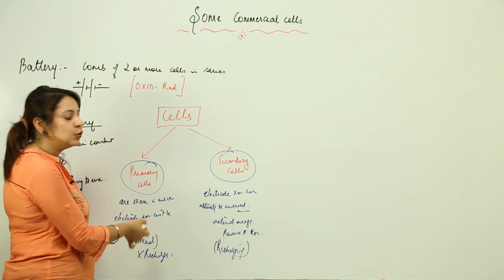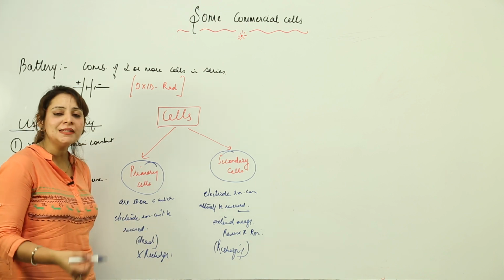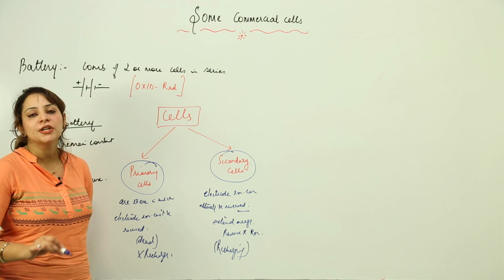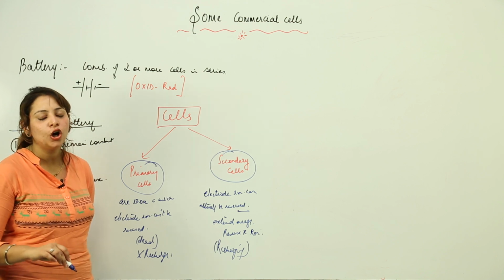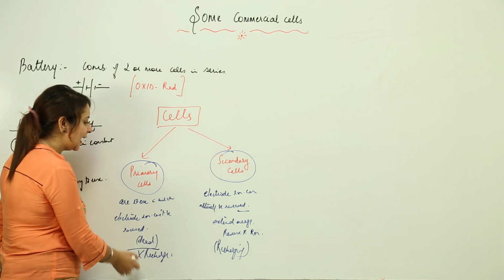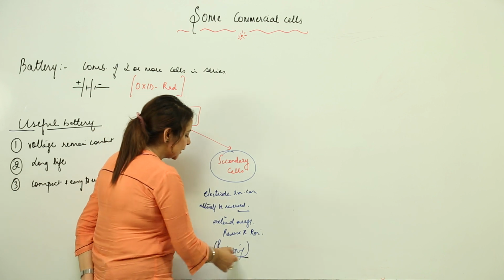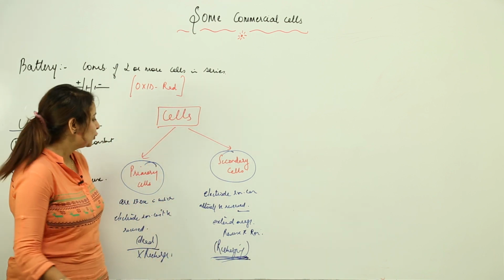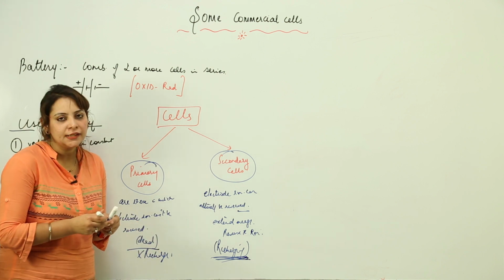But in a primary cell you can use the cell only up to a certain limit, because once the reaction gets exhausted it becomes dead, and there is no external energy which can reverse the reactions or make the cell work again. So here the cell ultimately becomes dead, while in secondary cells recharging never allows the cell to become dead. This is the primary cell and the secondary cell.